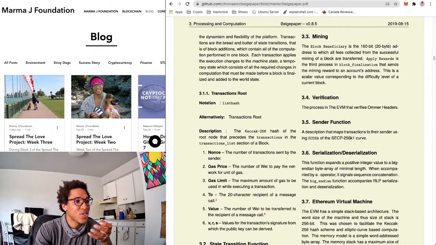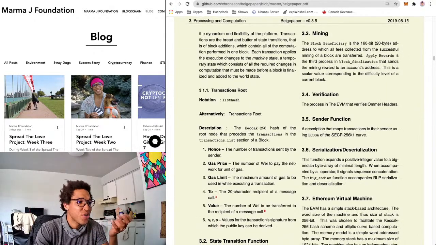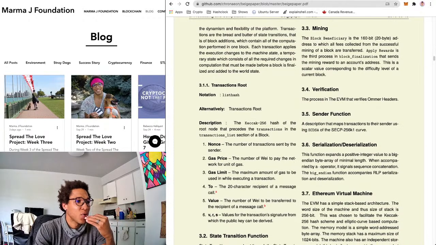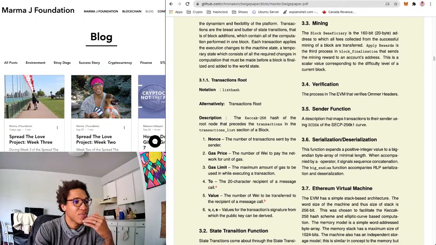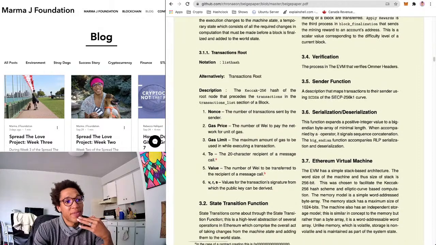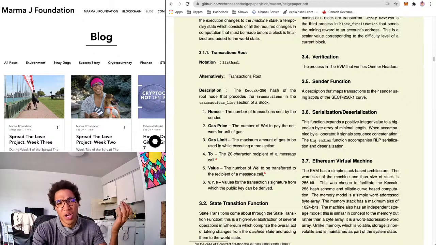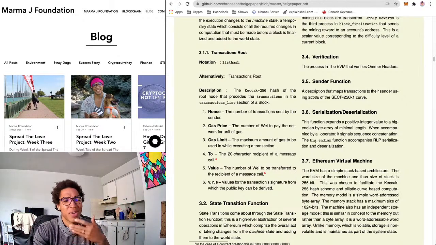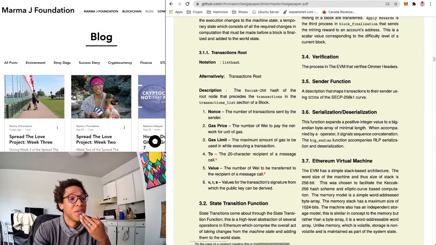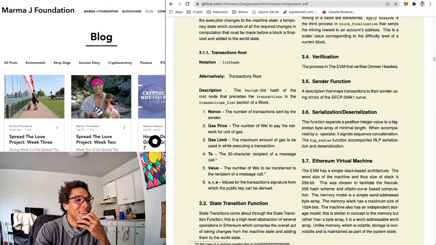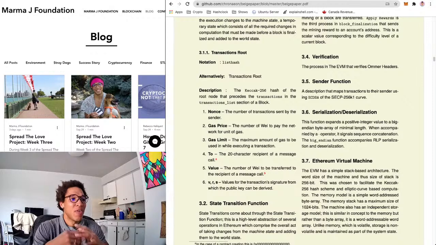Then you have transactions root. Notation is the list hash. So, anyways, description of it. It's the Keccak-256 hash. Again, that's just a hashing algorithm that Ethereum uses, similar to SHA-3, which I guess Bitcoin uses, I think. Geez, look at me trying to remember hashing algorithms. It's the hash of the root node that precedes the transactions in the transactions list section of a block.